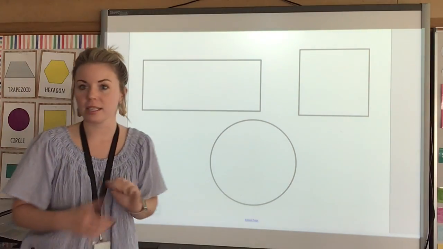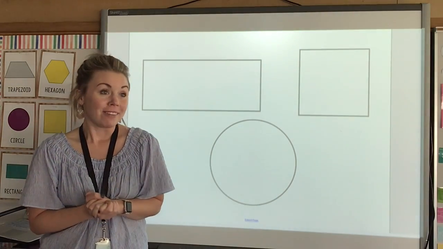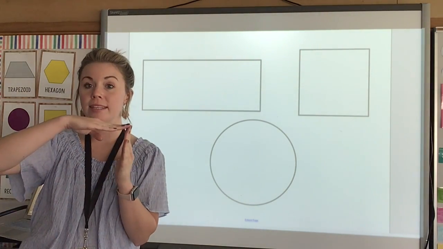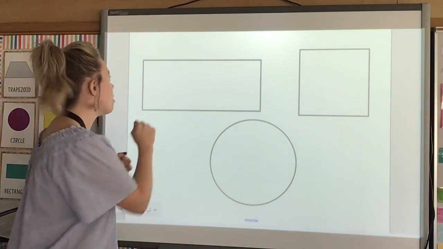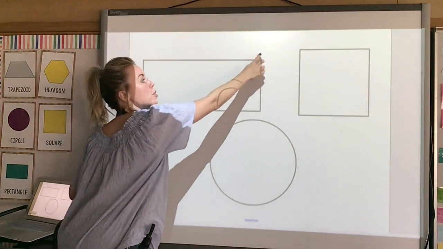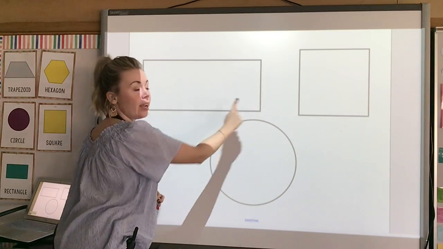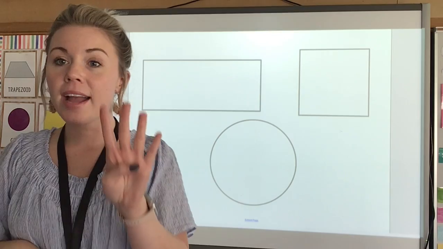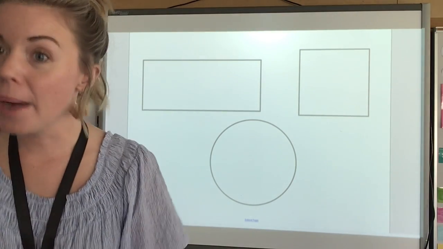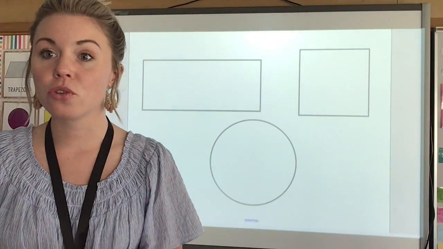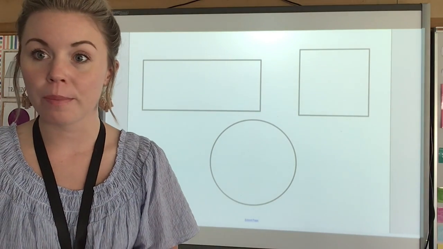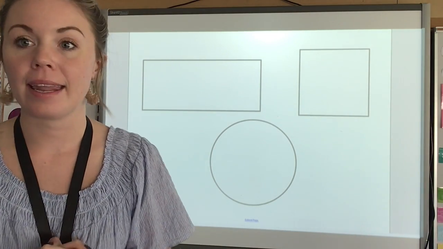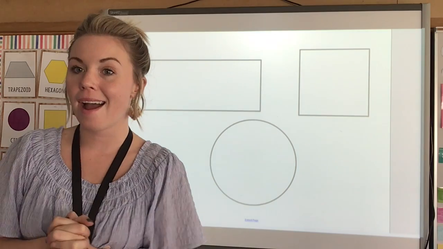How many corners does a rectangle have? Remember, a corner is where those 2 sides come together. Let's count. 1, 2, 3, and 4. Awesome. A rectangle has 4 sides and 4 corners. But what makes the rectangle so special? Do you remember? I'll give you a hint. It has something to do with the sides.